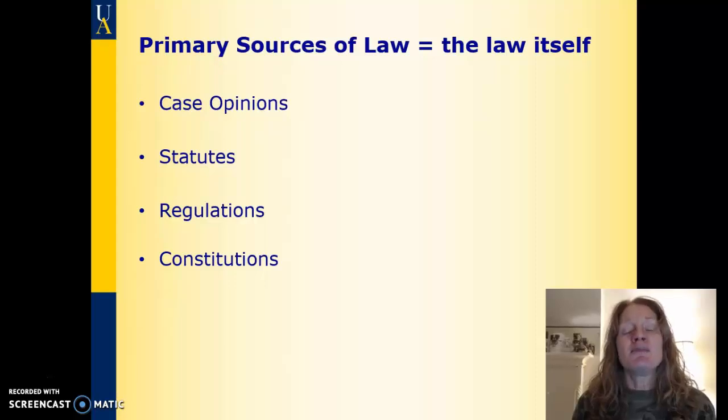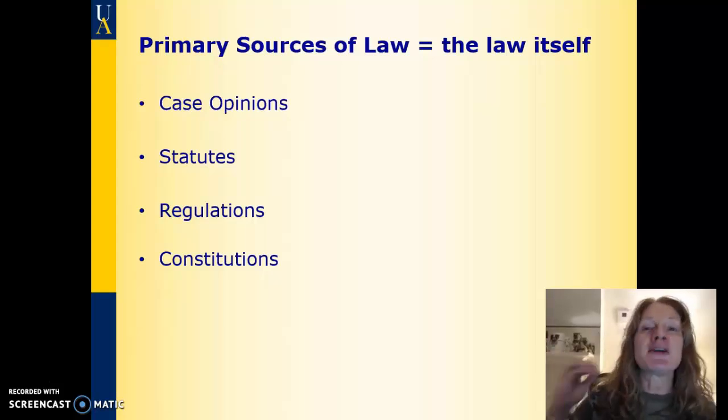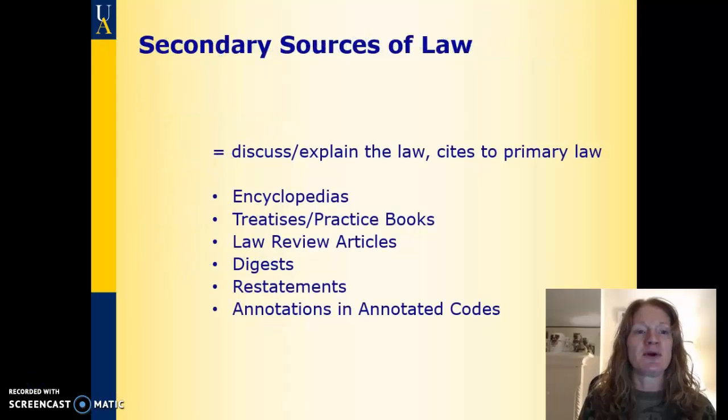Okay, so primary sources of law versus secondary sources. Primary sources of law means the law itself. It means the case opinions as written by judges, statutes as written by the legislature, regulations as written by administrative agencies, and constitutions such as the U.S. Constitution, a state constitution, the constitution of another country, etc. Those are all considered primary sources.